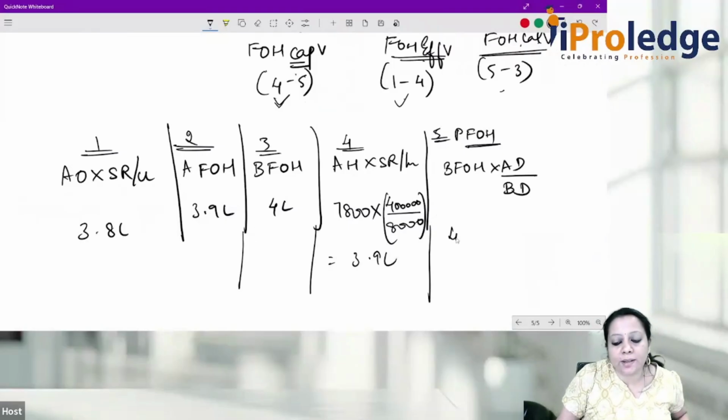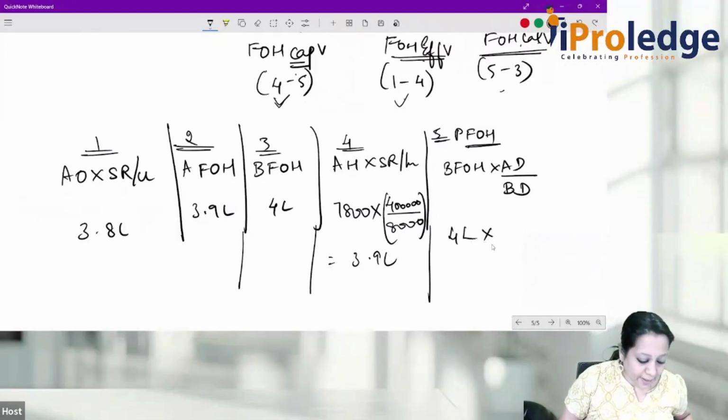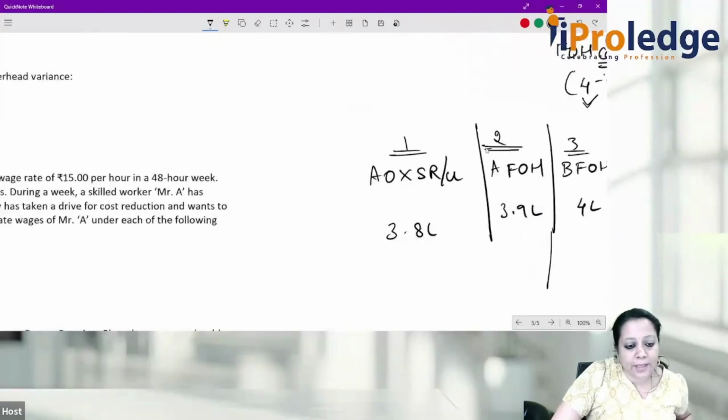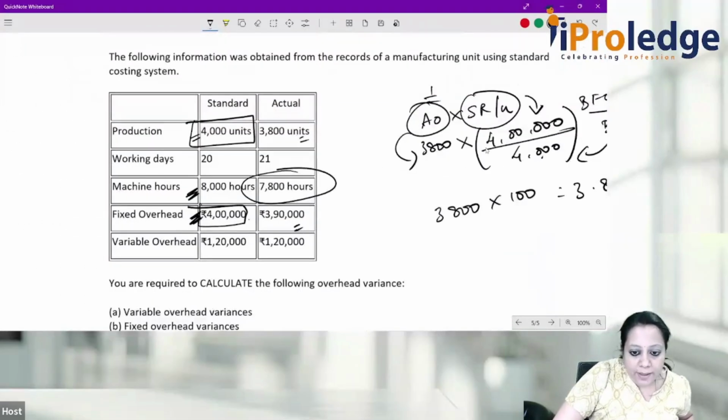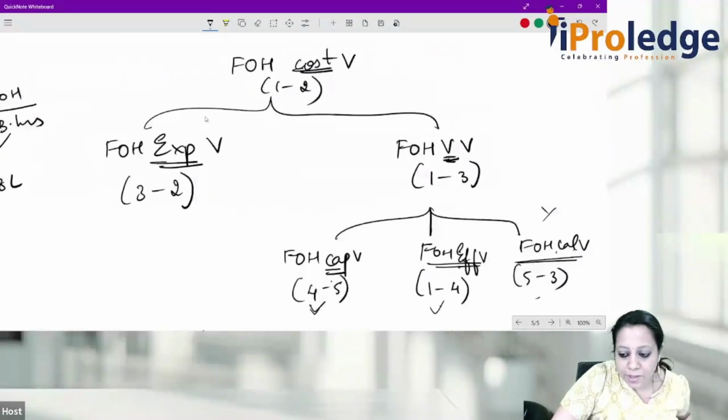BFOH, which we have just taken many times, into AD divided by BD. Actual days, I will show it in the question. It is easy for all of you. Actual days is 21. Budgeted days is 20. So into 21 divided by 20.